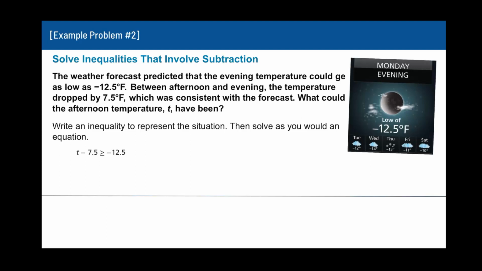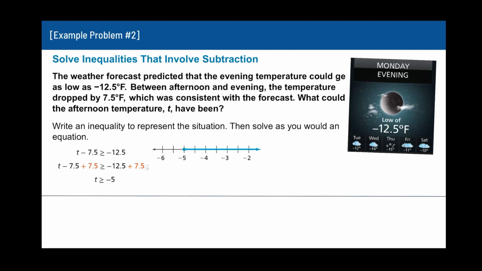So we're doing the afternoon temperature, taking away what it dropped, needs to be greater than or equal to negative 12.5. We add 7.5 on both sides because the original problem has us subtracting it, so we do the opposite, which is adding it. We then get T is greater than or equal to negative 5. So the temperature had to, at the very lowest, be negative 5 degrees in the afternoon, but it could have been more than that.